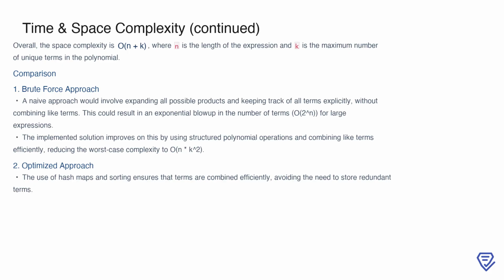To put this into perspective, let's compare it with a brute force approach. A naive solution would involve expanding all possible products and explicitly storing every term, resulting in an exponential blowup of 2 to the power of n in the number of terms for large expressions. In contrast, our structured polynomial operations avoid this by efficiently combining like terms and using hash maps. This reduces the worst-case complexity to n k squared, 4 times n plus k, for space. Moreover, the optimized use of hash maps and sorting ensures that redundant terms are not stored, making the solution significantly more efficient than the brute force alternative.